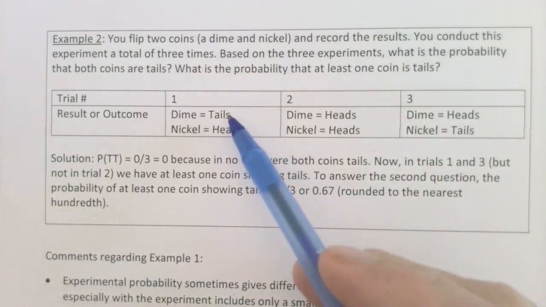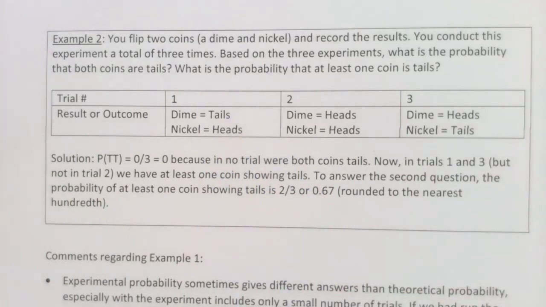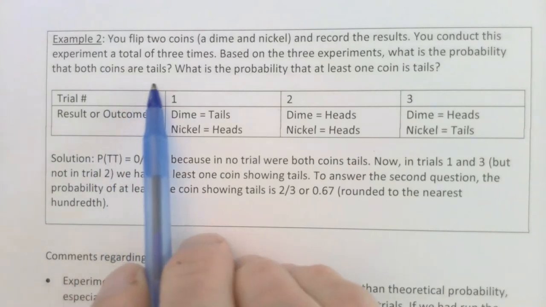The dime is tails, the nickel is heads on the first experiment. The dime is heads and the nickel is heads on the second experiment. You flip the coins one more time and the dime is heads and the nickel is tails. We want to know, based on these experiments, what's the probability that both coins are tails?